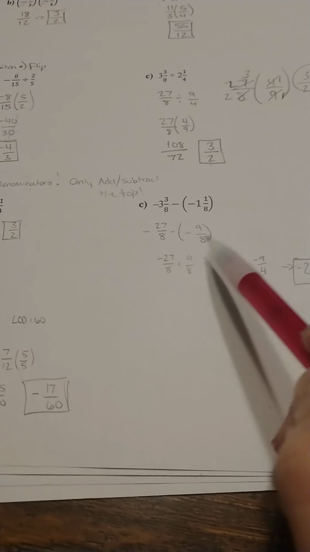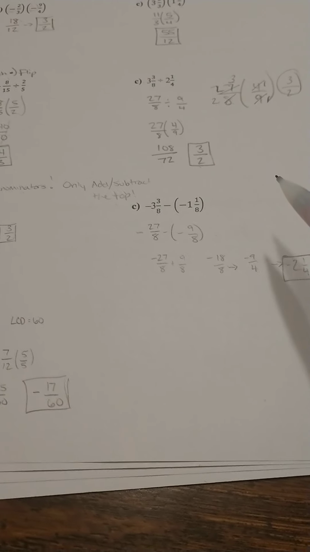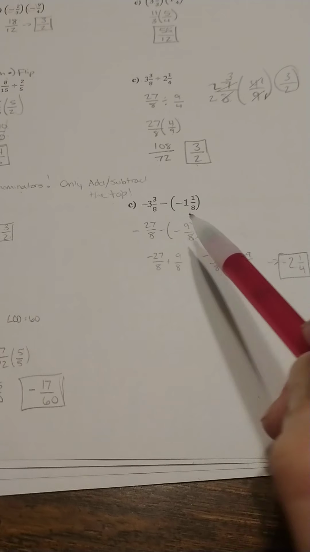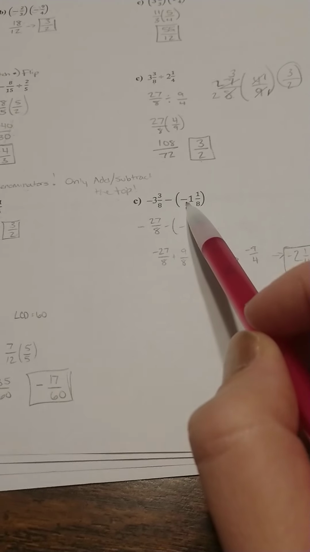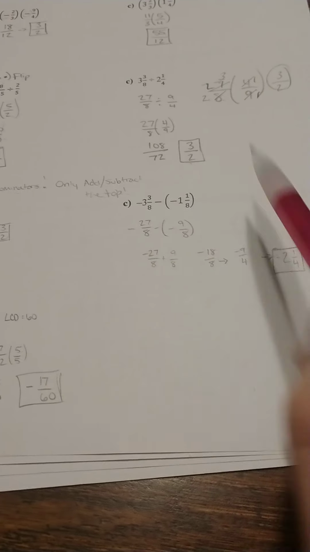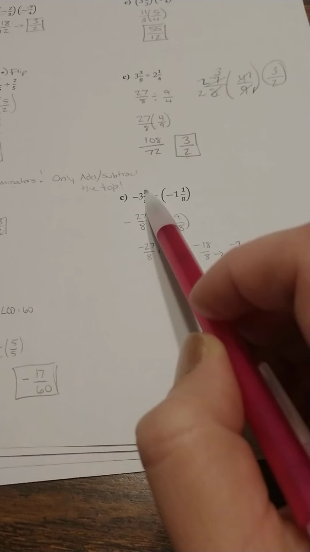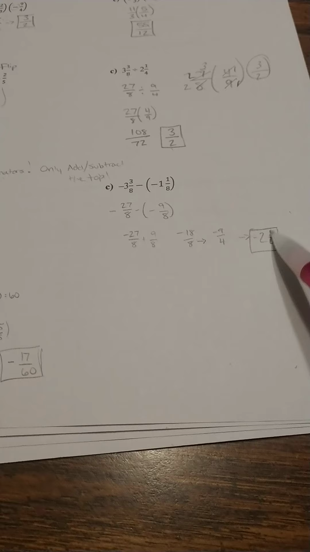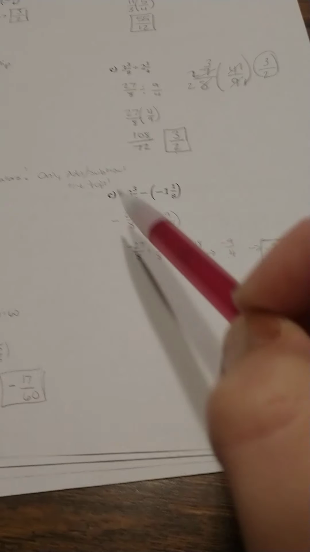C is your first one that is slightly more complicated. And I say slightly because it's not overly complicated. You can do this math without changing it to impropers. You can do -3 minus a -1, and that gives you -2. And then you can do -3/8 plus 1/8, which gives you -2/8, and then we reduce. That's a lot. That is a lot.